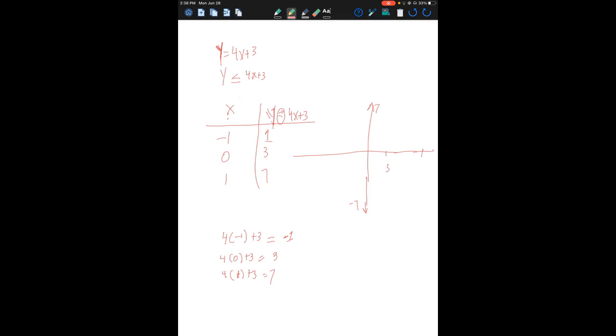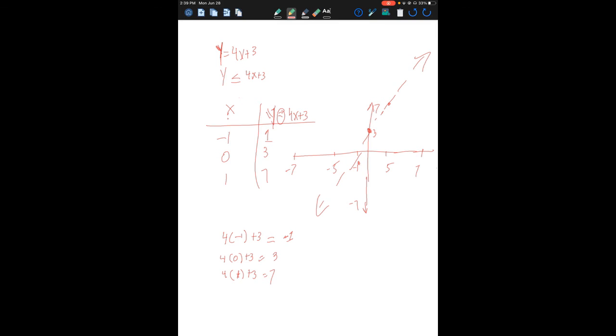Let's plot 0, 3, negative 1, negative 1, and then 1, 7. We're going to draw a line right here. Okay. So now let's look at this line for a while. It's not a shaded line, it's a broken line, it's not a solid line.